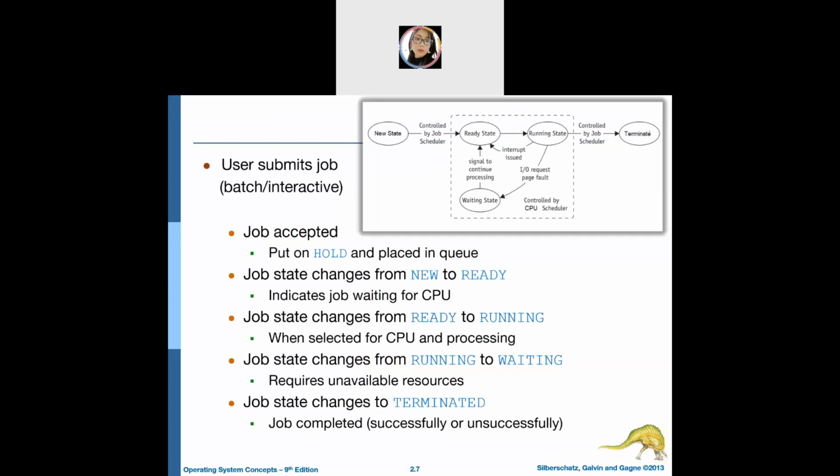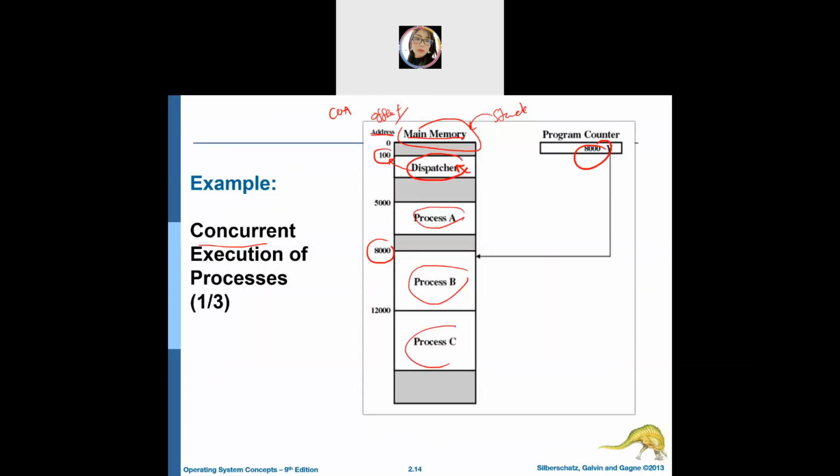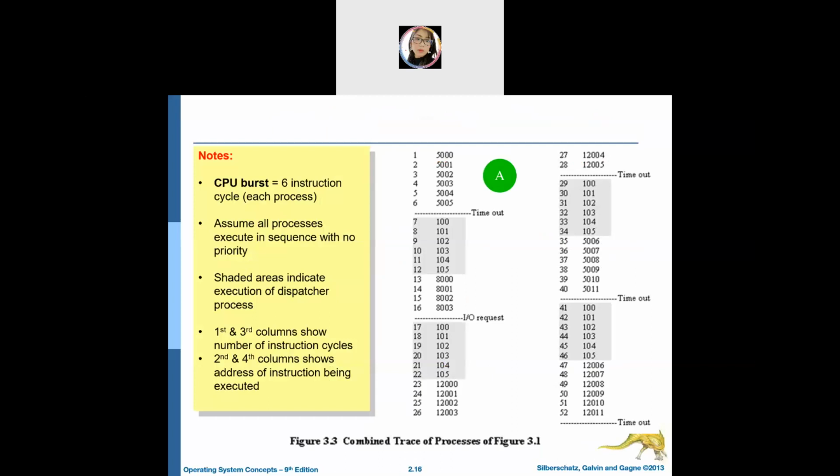Go back here, let's see. 1, 2, 3, 4, 5, 6. So all of these are the CPU burst. Assume all the processes execute in sequence with no priority. So you don't have any priority, and then you're going to execute the dispatcher process, of course. The first and third columns show the number of instruction cycles, and then the second and fourth columns show the addressing. This one is the address.